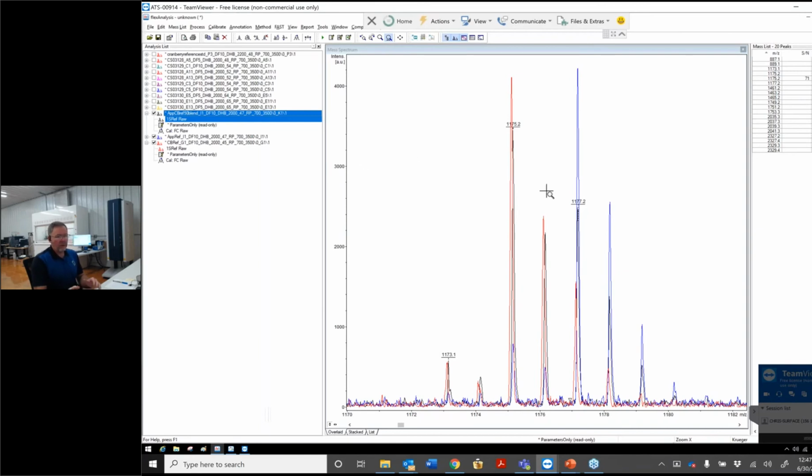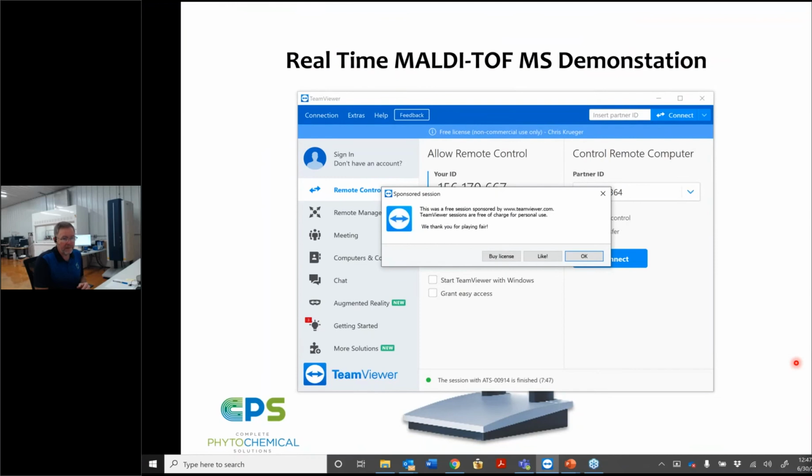So this is a way that we can acquire data quickly, analyze it quickly. I'm going to switch back now to the PowerPoint presentation again.